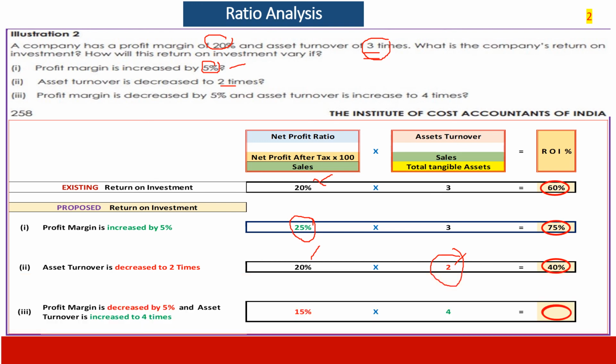Third one, profit margin is decreased by 5%. From 20, it goes to 15. And asset turnover is increased to 4 times, and it is 60%. In this whole issue, otherwise you may have to do a lot of calculations. Understanding this particular ratio makes you so comfortable, so confident. Is this a question for CMA Intermediate? It is, so long as you are not mastering the concept of ROI.